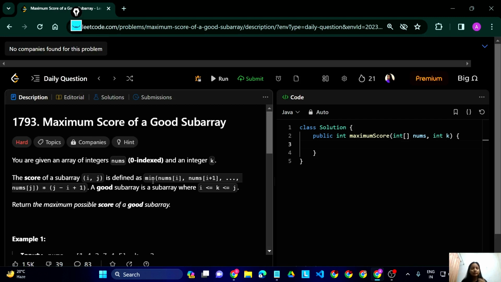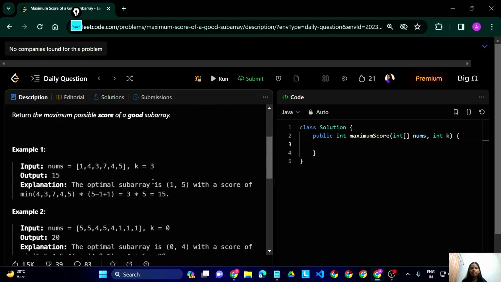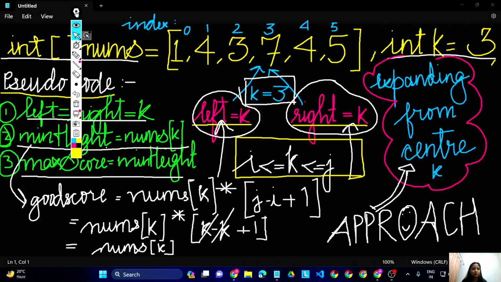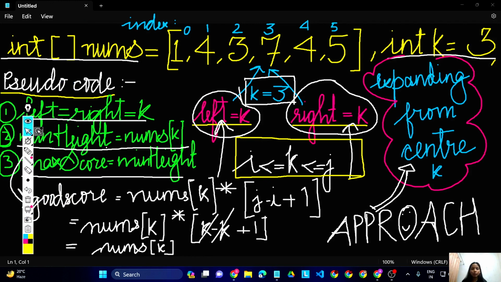So what should be the approach to solve this problem? Let us understand with the help of this example. We are given an integer array nums which includes the elements 1, 4, 3, 7, 4, 5, and you are given an integer k equal to 3. So in this question, you can clearly see that k is 3, and what's the approach to solve this problem?